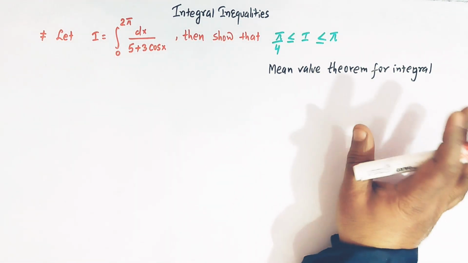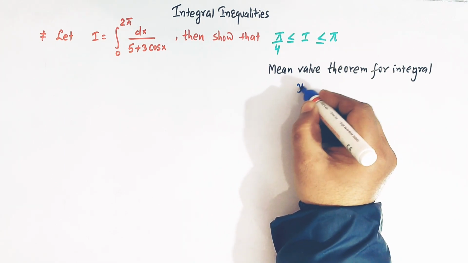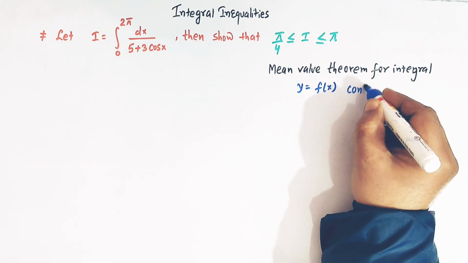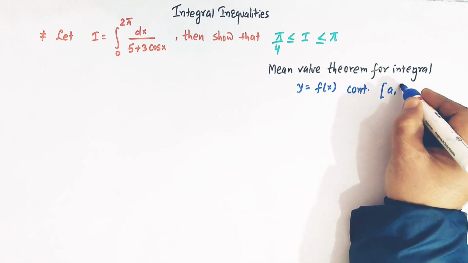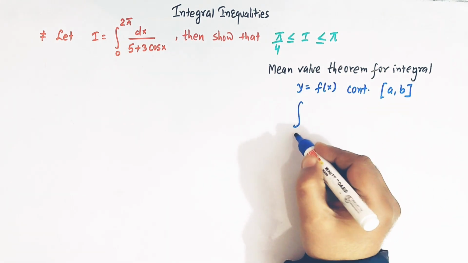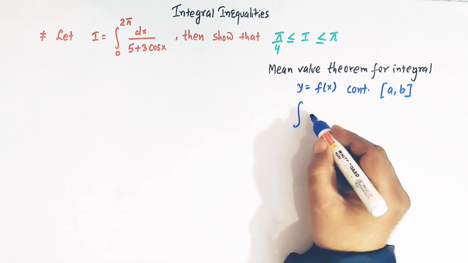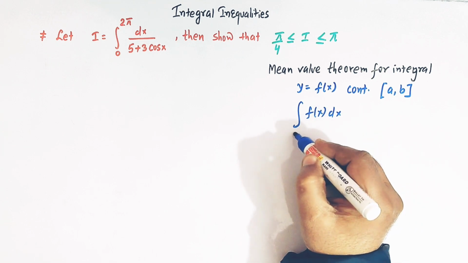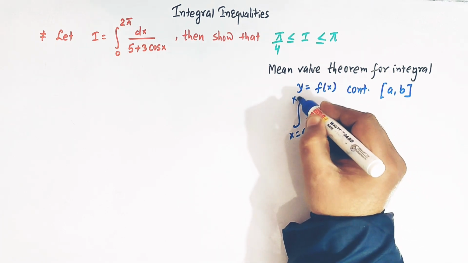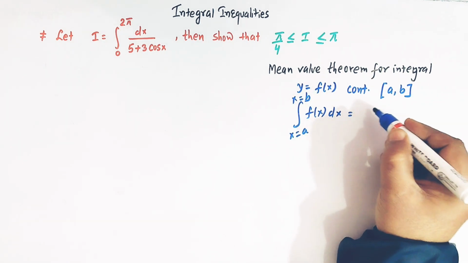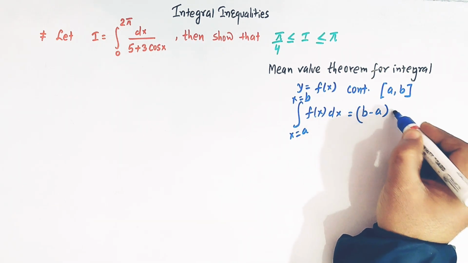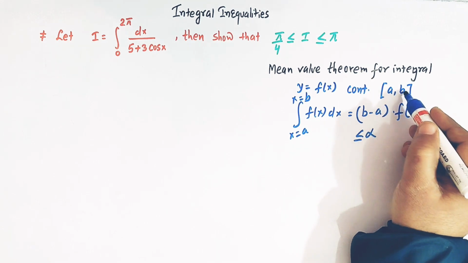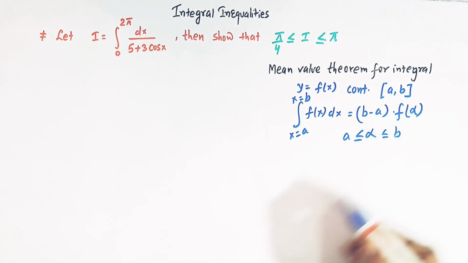The mean value theorem for integrals says that if we have a function y equal to f of x, and this function is continuous in the closed interval a comma b, then the integral of f of x dx from x equal to a to x equal to b is equal to b minus a times f of alpha, where alpha lies between a and b.